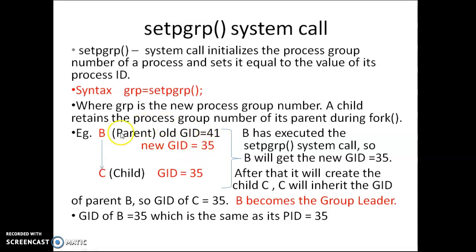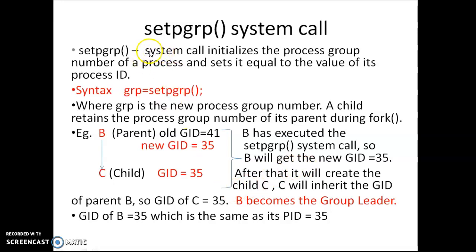So the process ID of B is also 35. This is how it will be working. So the GID of B is 35, which is the same as the PID 35, meaning the PID of B is 35 and it will also get the group ID as 35 when it executes the set group system call. Otherwise it will get a different one, which B's parent will be having.